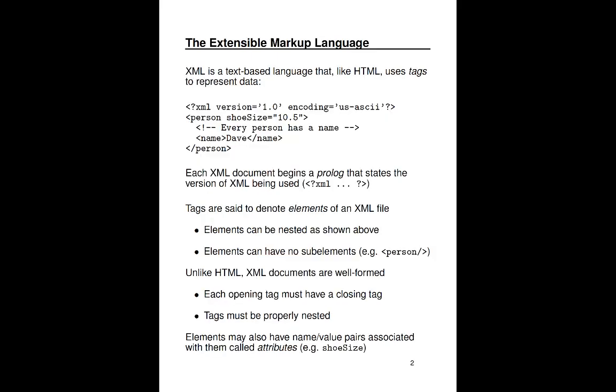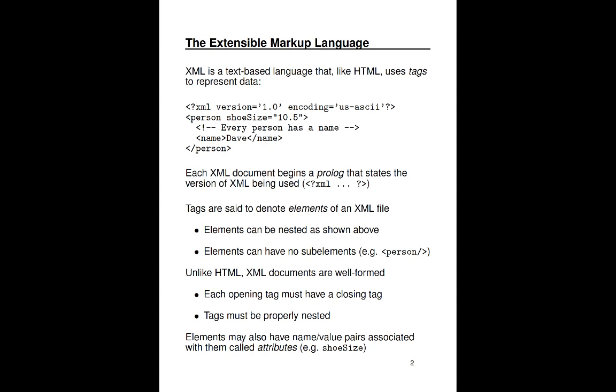So XML is a text-based language that, like HTML, uses tags to represent data. Here's an example of what XML looks like. Well-formed XML begins with a header, this question mark XML tag that specifies the version of the language you're using and also how the file is encoded. So a program that reads this XML knows what to expect. This XML chunk defines a person, with the person tag, and the tag has an attribute called shoe size. Every person has a shoe size. In this case, it's 10.5.